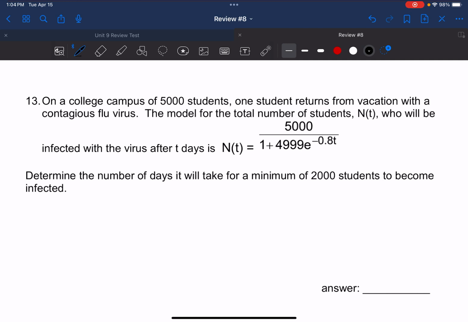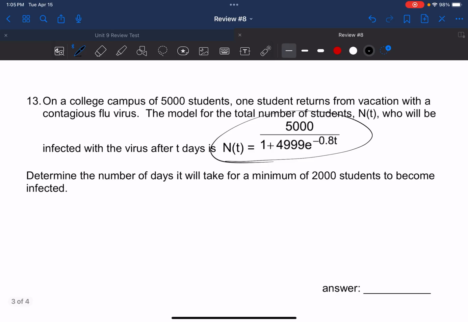Number 13 says, on a college campus of 5,000 students, one student returns from vacation with a contagious flu virus. The model for the number of students N of t who will be infected with the virus after t days is this equation right here. So we don't even have to pick an equation, they gave it to us. Determine the number of days it will take for a minimum of 2,000 students to become infected. So 2,000 is my outcome, right? So I'm going to go plug that in on this side over here.